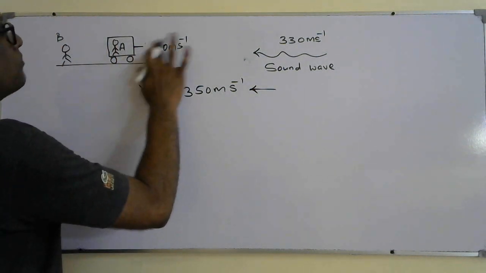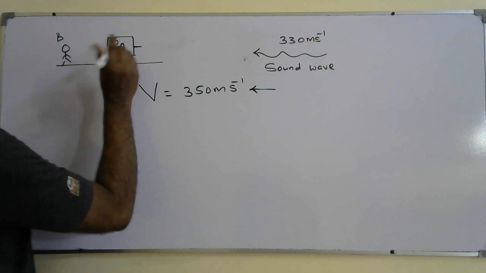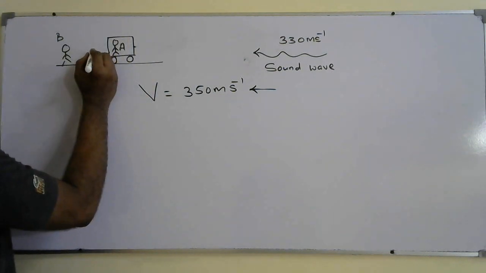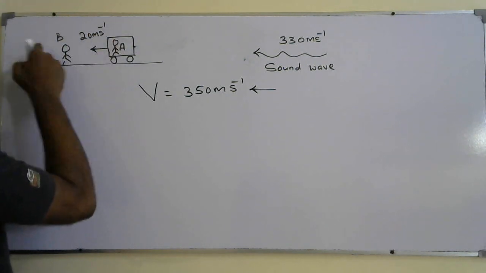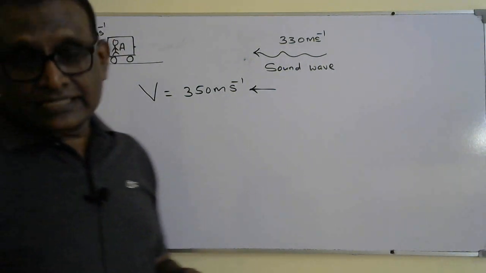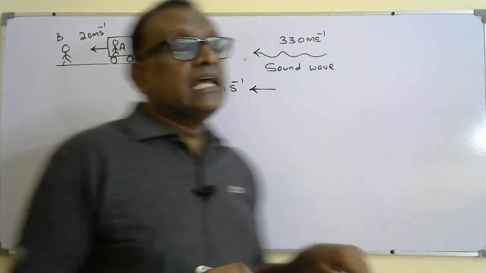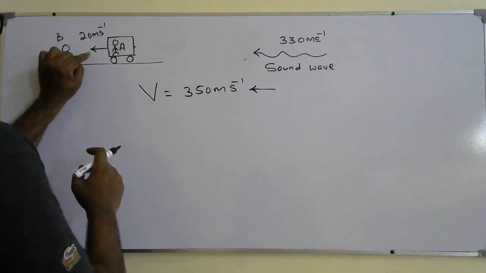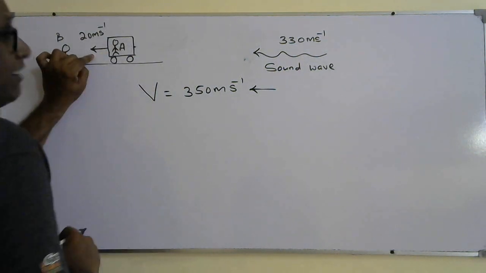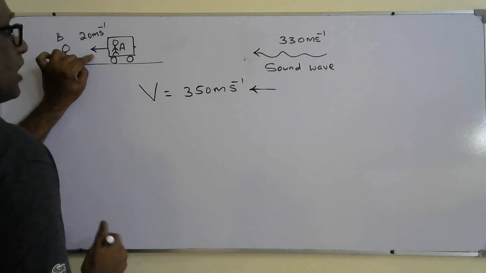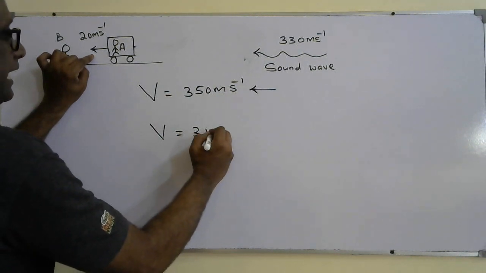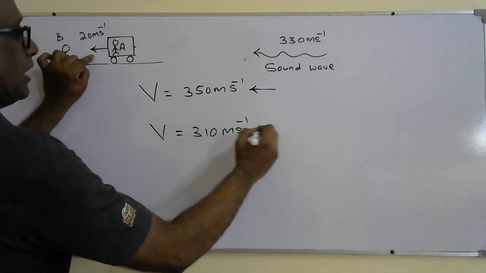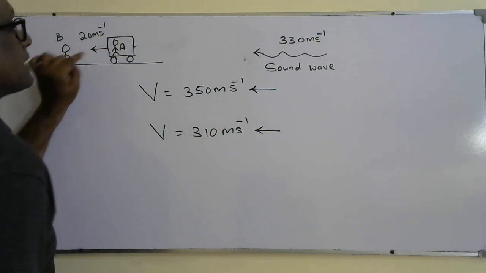If the observer A, or the vehicle car, is moving towards left at 20 meter per second relative to B, or relative to Earth, B being at rest, then A will measure the velocity of sound as 310 meter per second towards him, or towards left.